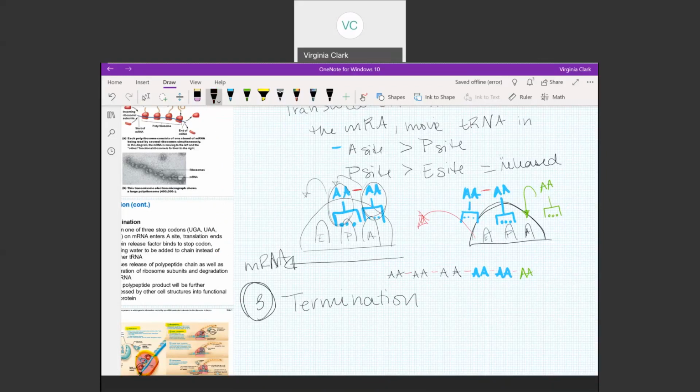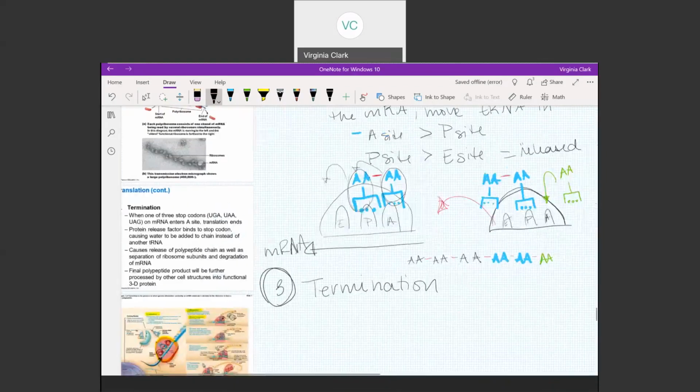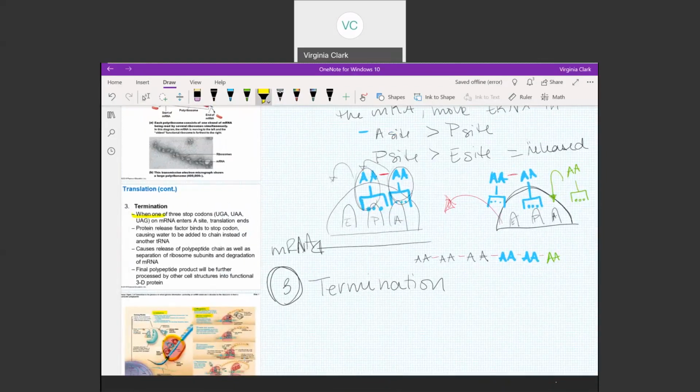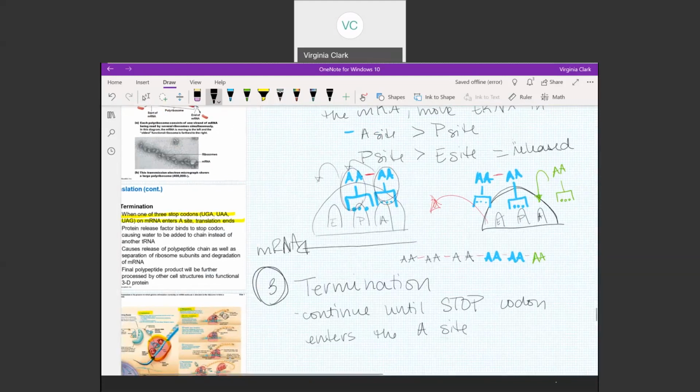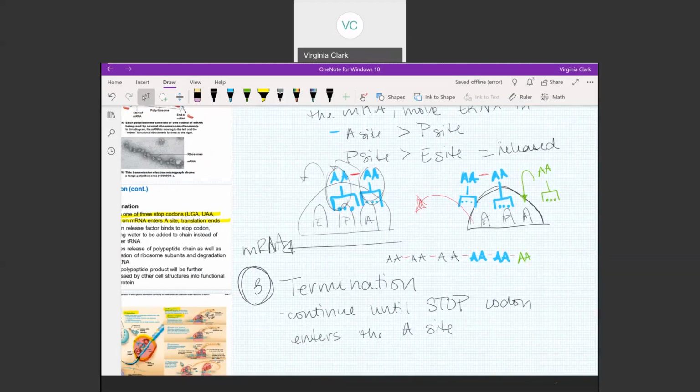And what is happening with termination is when you hit one of the 3 codons for stop and it enters the A site, it ends. So this whole process will continue until a stop codon enters the A site. And then when the stop codon enters the A site, the whole thing is done.